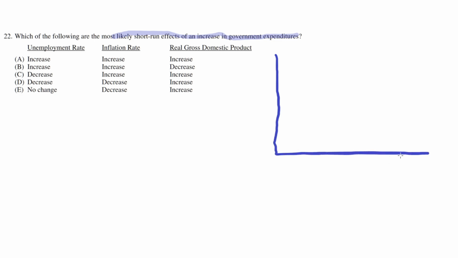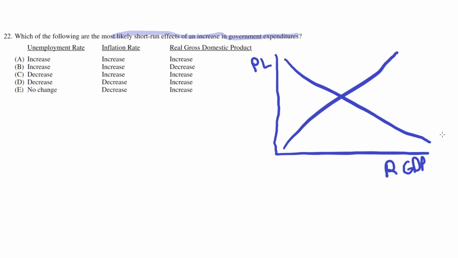supply model. So the x-axis represents real GDP, or RGDP, and the y-axis represents the price level. So there are two curves here, two sloping curves. The downward sloping curve represents the aggregate demand, and the upward sloping curve represents the short-run aggregate supply.